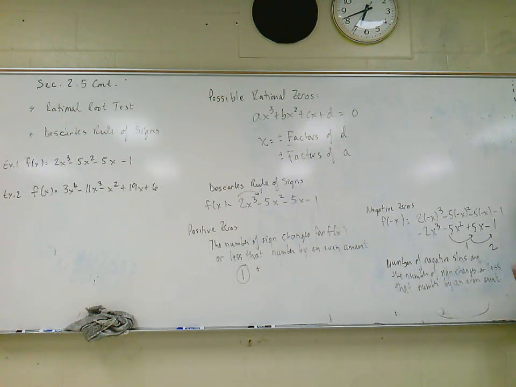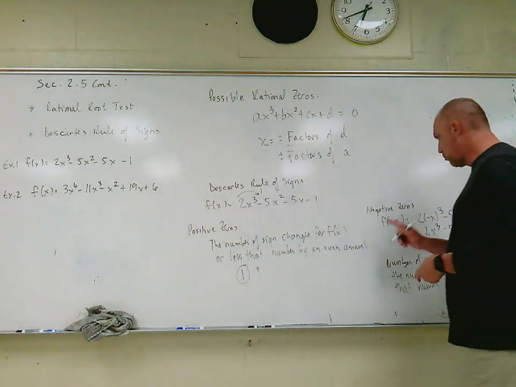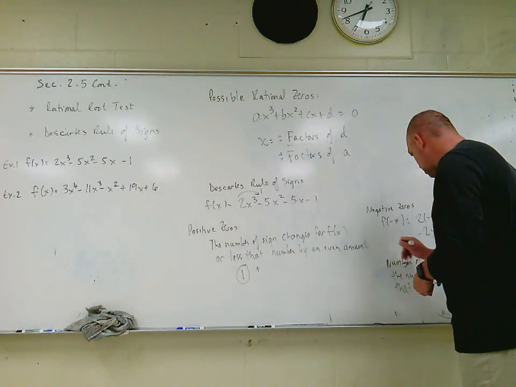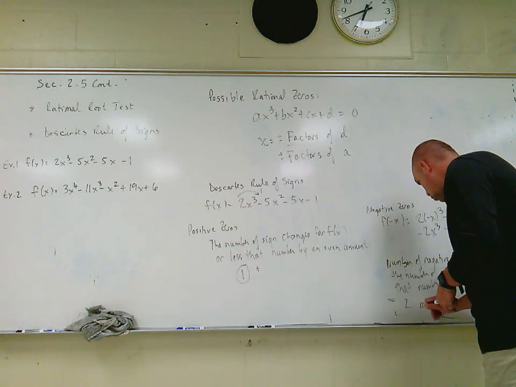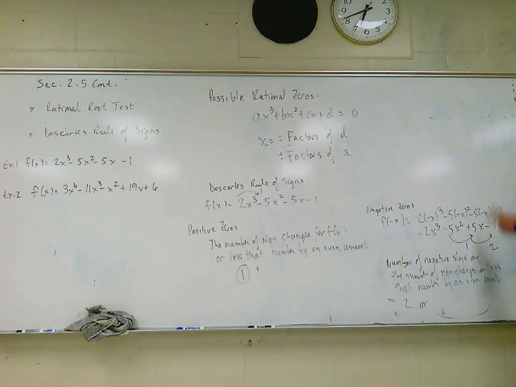So on this problem, for negative zeros, because we got 2 sign changes, there could be 2 negative solutions, or subtract 2 from 2 and you would get 0. So it's either 2 or 0 negative solutions. That's what this is saying.